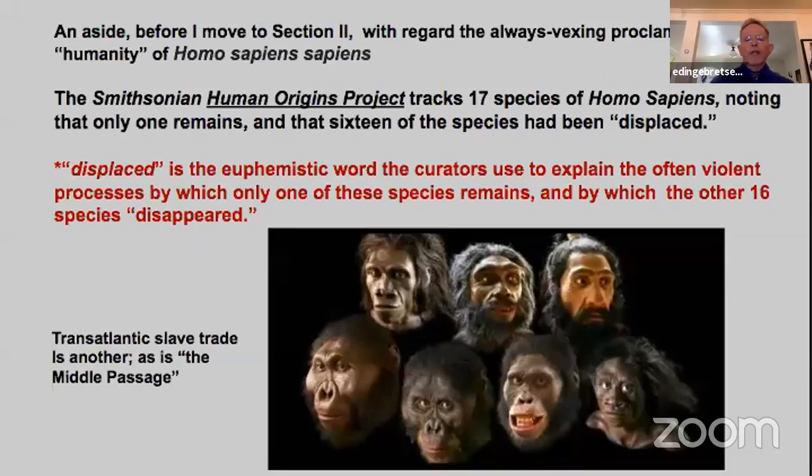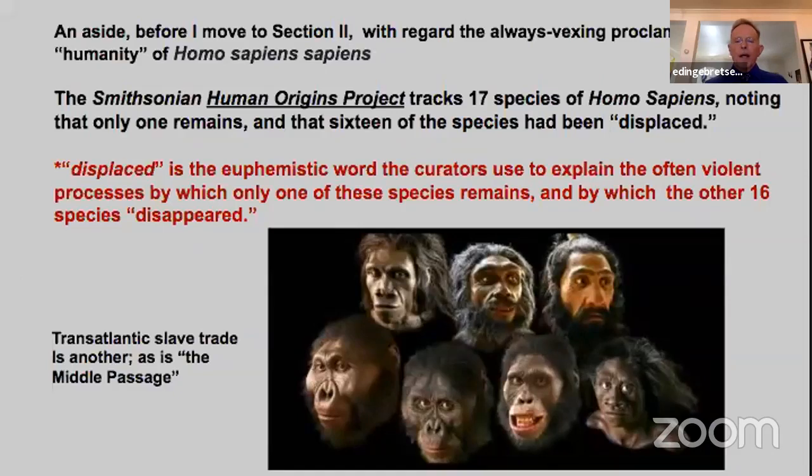So before I move to section two, again, I'm throwing lots of information at you. But with regard to the always vexing proclamation of the humanity of Homo sapiens sapiens, which is the general species of the Homo, and we hear this, you know, always very self-flattering about how human we all are. The Smithsonian Human Origins Project tracks 17 species of Homo, noting that only one remains and that 16 of the species had, quote, been displaced, close quote.